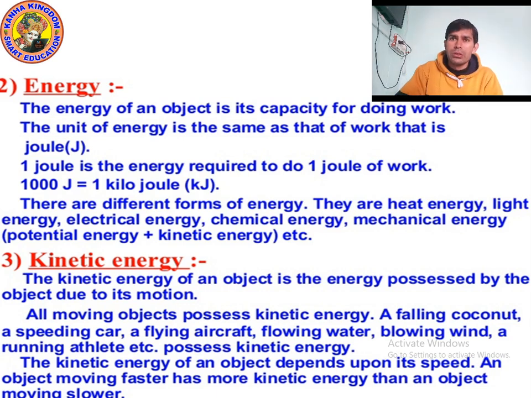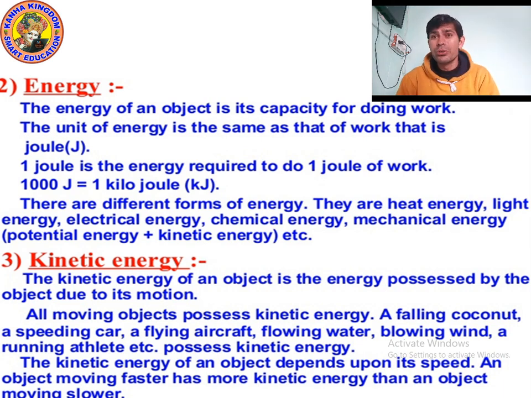So all moving objects possess kinetic energy, because the water is in motion. For example, a falling coconut has kinetic energy. Suppose you are riding a bicycle. It means the bicycle, because of you, has kinetic energy. A speeding car and a flying aircraft also have kinetic energy. Flowing water, even the wind.